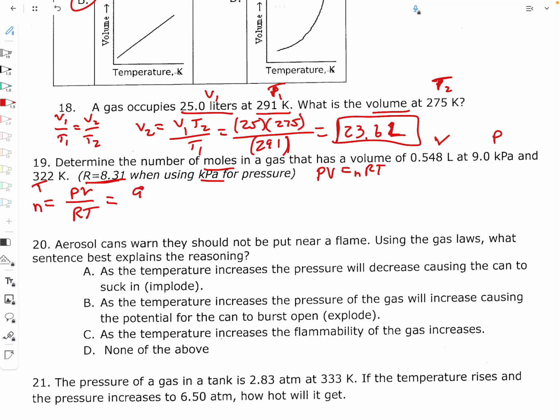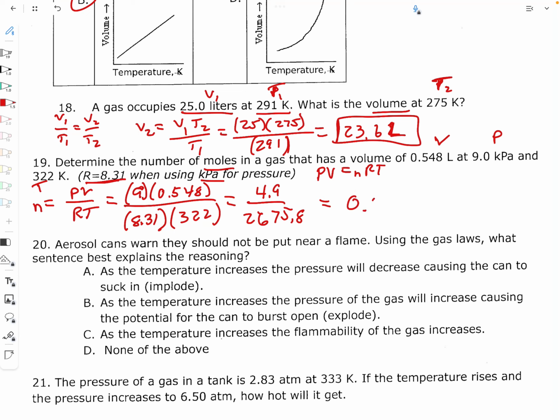So P is going to be 9. My volume is 0.548. My R is 8.31. And my temperature is 322. When you multiply across the top, you get 4.9 or so. At the bottom, you get 2675.8. You divide those two numbers, you get 0.0018 moles of that. Okay?